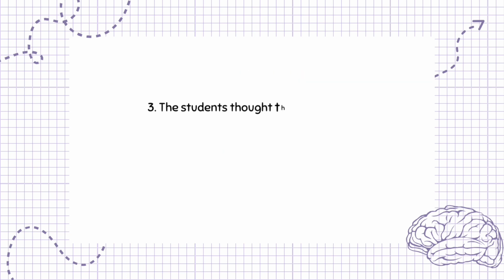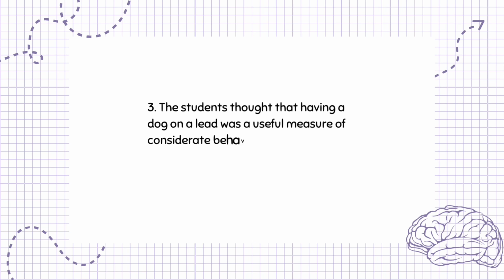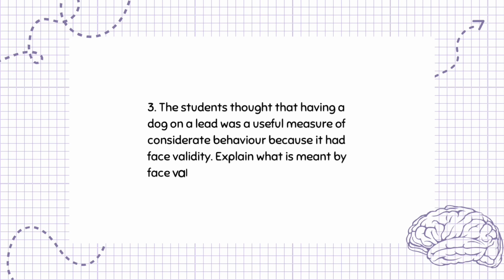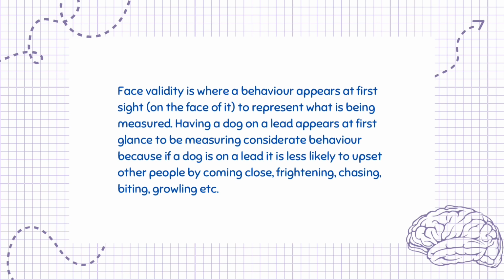Question 3. The students thought that having a dog on a lead was a useful measure of considerate behavior because it had face validity. Explain what is meant by face validity in this context. 3 marks. Face validity is where a behavior appears at first sight, on the face of it, to represent what is being measured. Having a dog on a lead appears at first glance to be measuring considerate behavior because if a dog is on a lead it is less likely to upset other people by coming close, frightening, chasing, biting, growling, etc.